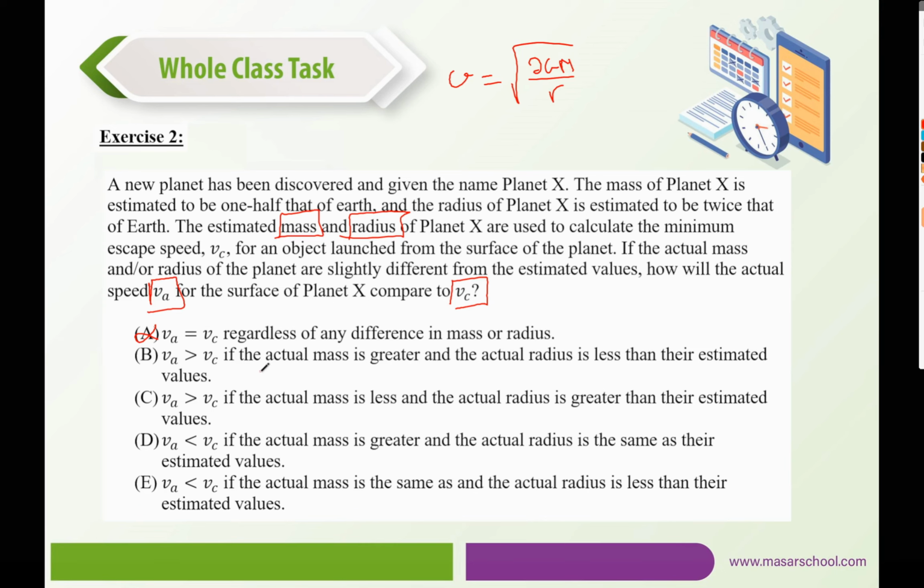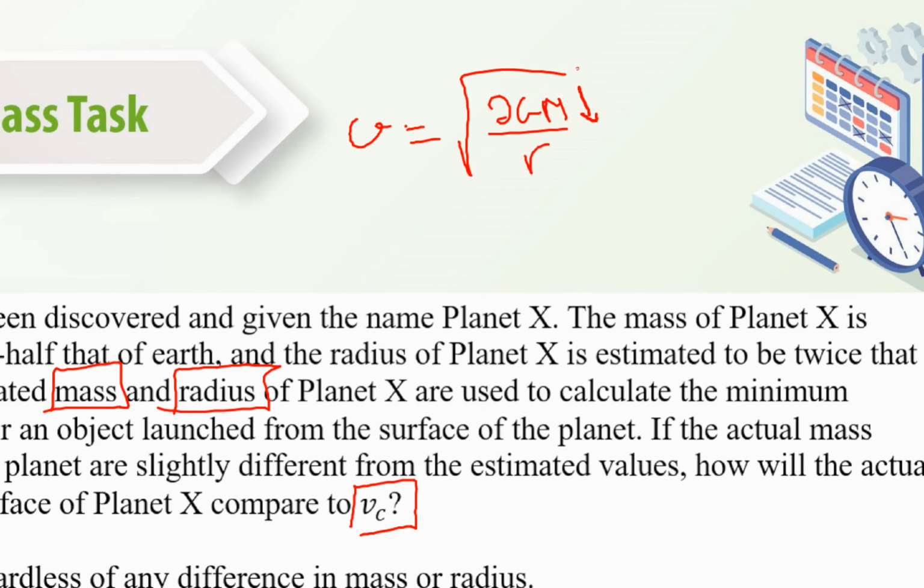Now Va is greater than Vc if the actual mass is greater and the actual radius is less than their estimated values. This is true because notice that if the mass increases, V would increase. If the radius decreases, V would increase again, so that's correct. Now let's check the other responses. Va is greater than Vc if the actual mass is less than... No, that's wrong, and the radius is greater. No, because if m decreases, V will decrease.